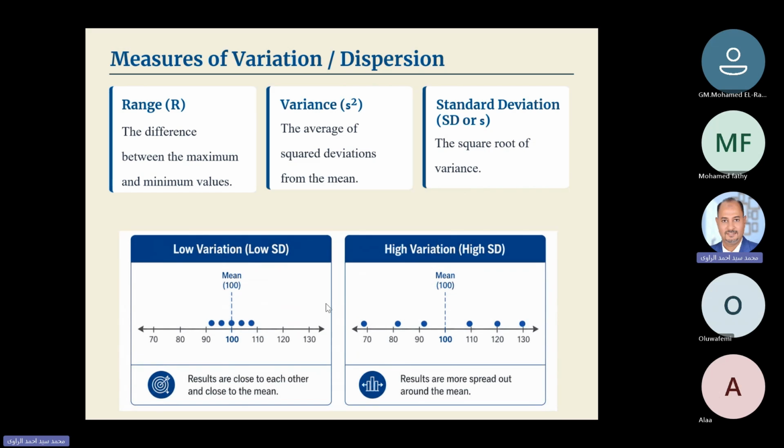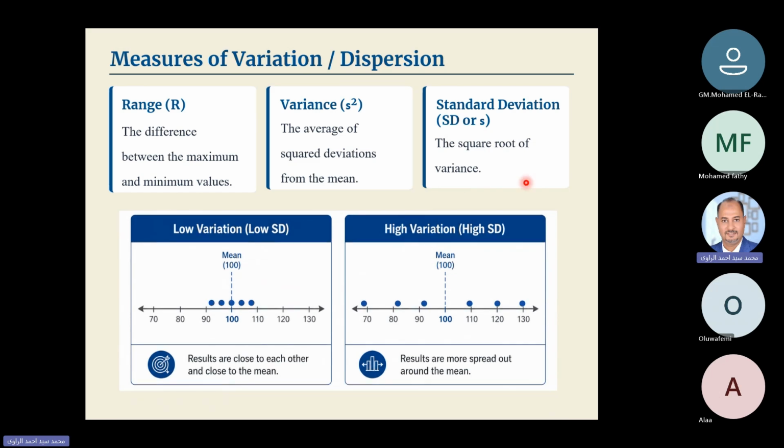And standard deviation tells us the dispersion of the data around the mean. As in this picture here, if we have low variation, low standard deviation, that means the results are close to each other and close to the mean. Here the mean is equal to 100 and the measurement values are close to each other and close to the mean.